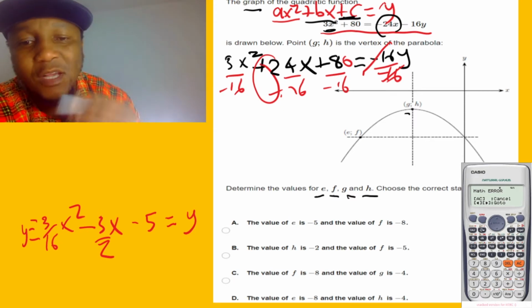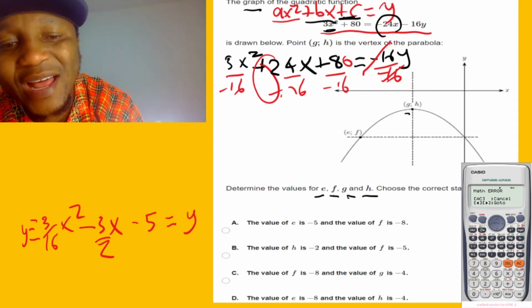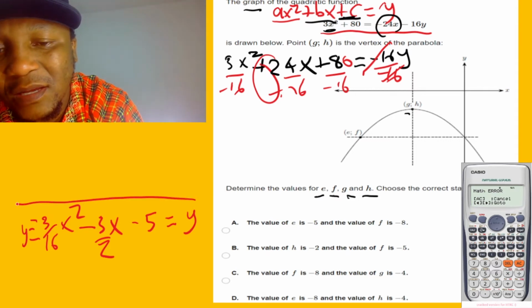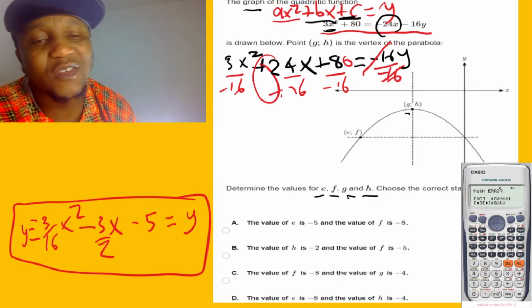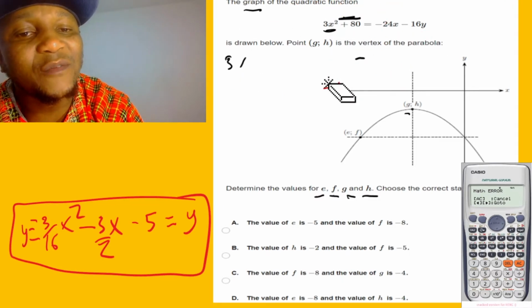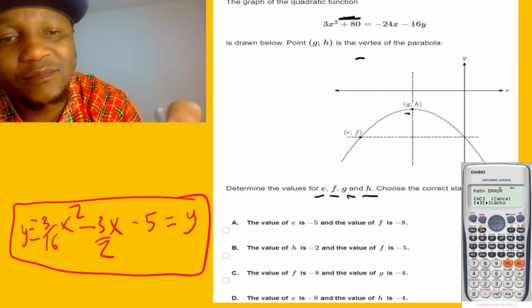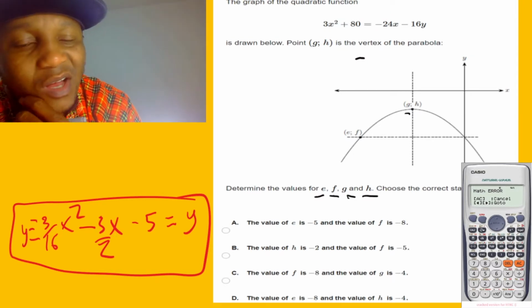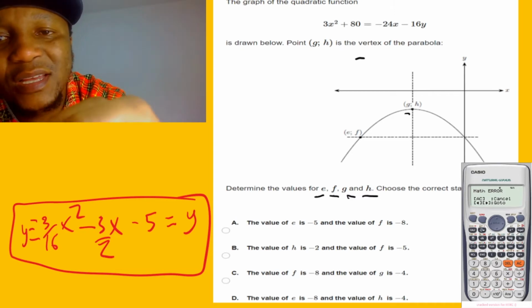Look, so this is quadratic. Since this is quadratic, it means we have to solve this using the quadratic formula, or you can use a calculator. If you have a scientific calculator, you can use it, but if you don't have one, then let's use the quadratic formula.